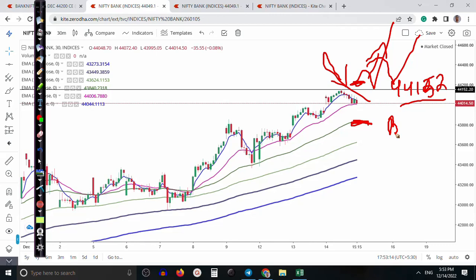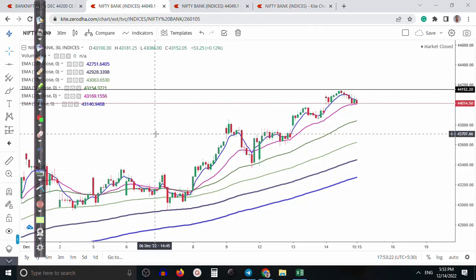My lot size will be the same, but I'll buy out of the money. Tomorrow is going to expire, but for the buy side, I'll select next week's expiry. Remember, that is the important thing.